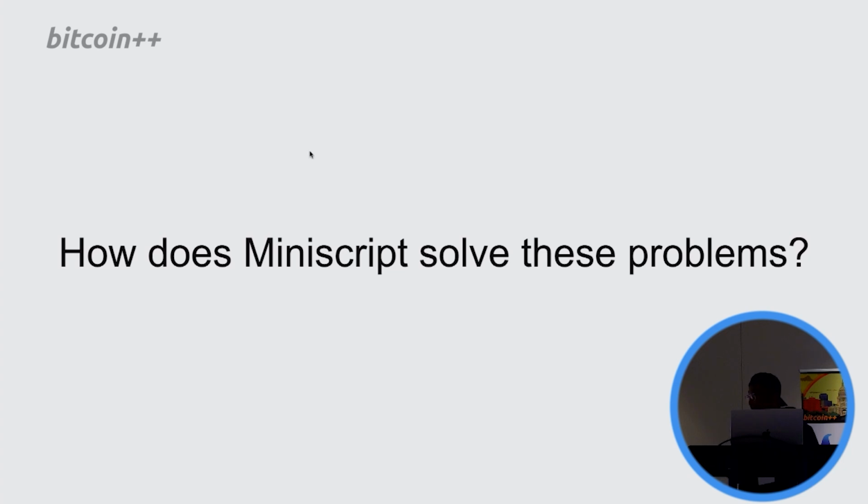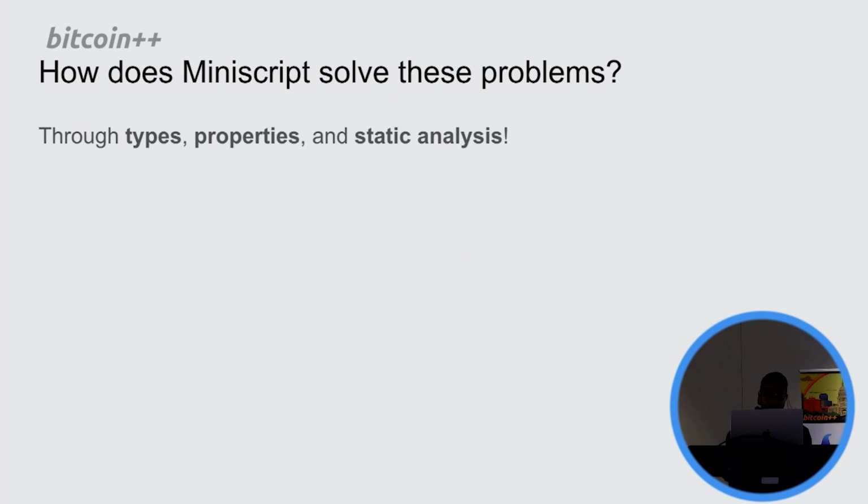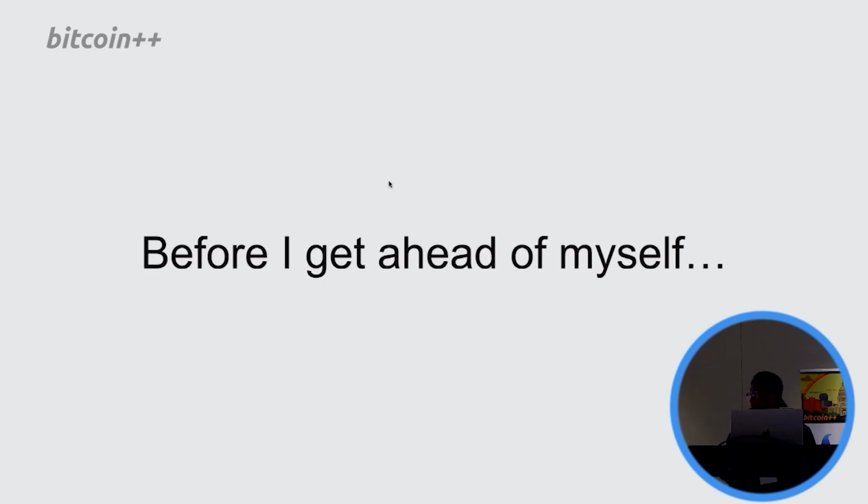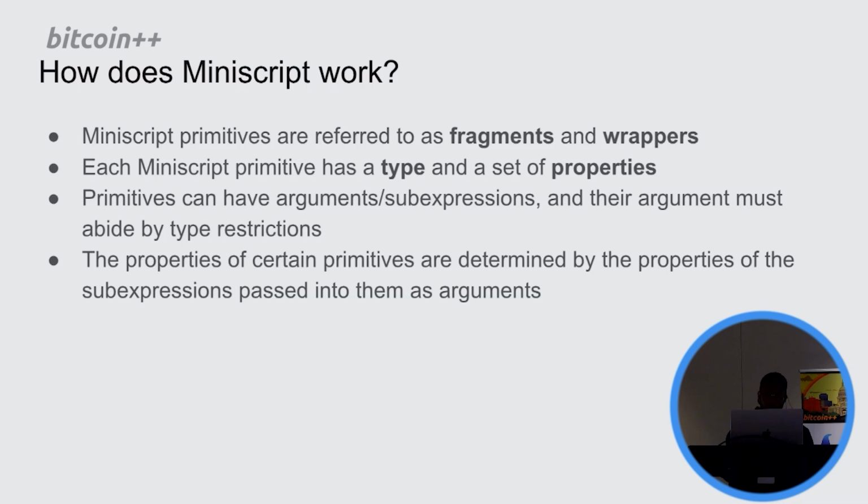So how does Miniscript solve these problems? Again, that was a non-exhaustive list. I just don't want to go over all the hard things with script. So yeah, type properties and static analysis are what I'd say are Miniscript's big things going for it. Before I get ahead of myself, I do want to lightly touch on how Miniscript works. I don't want to get anyone too lost in the weeds, and Rob already gave a great introduction to this.